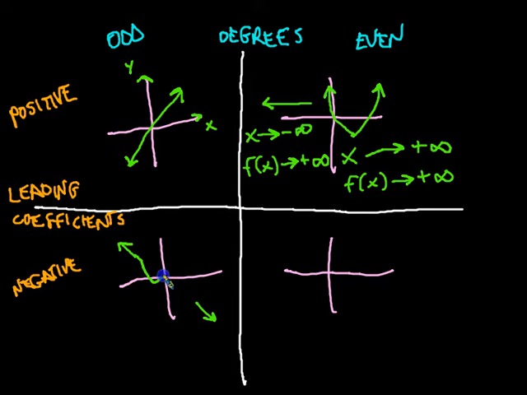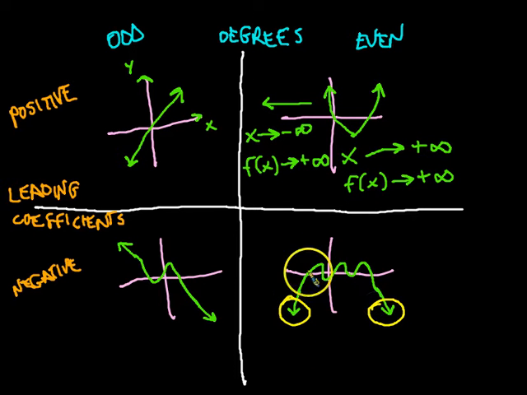We could easily have something that looks like this, and that would still be considered an odd degree polynomial with a negative leading coefficient. And also for even degree with negative leading coefficient, we could see something that goes down like this as we go to the left, and it goes down as we go to the right, and in between there could be a whole bunch of squiggles. All we're really concerned about with end behavior of polynomials is what happens on the ends.